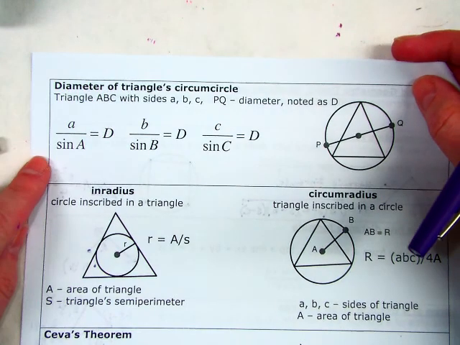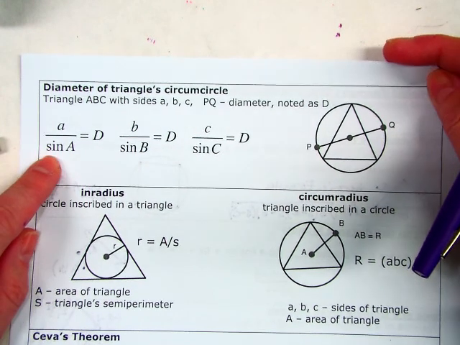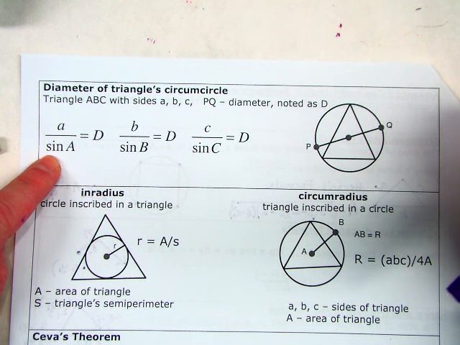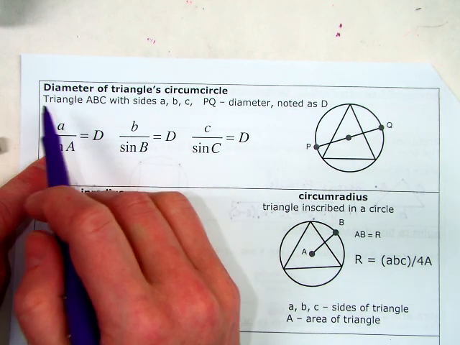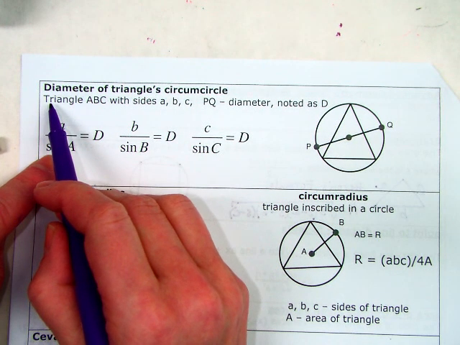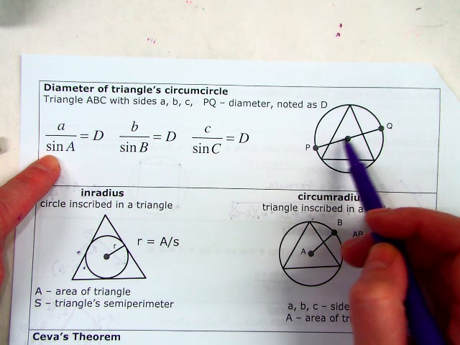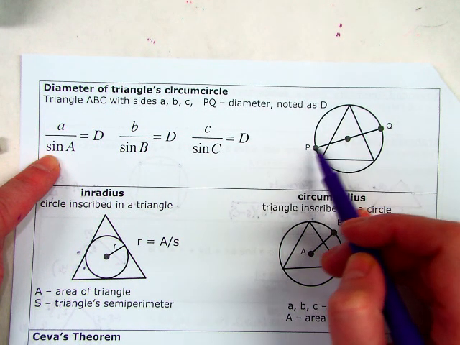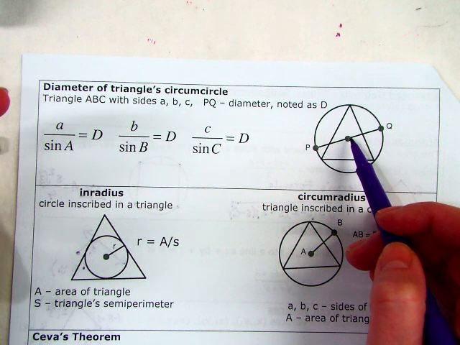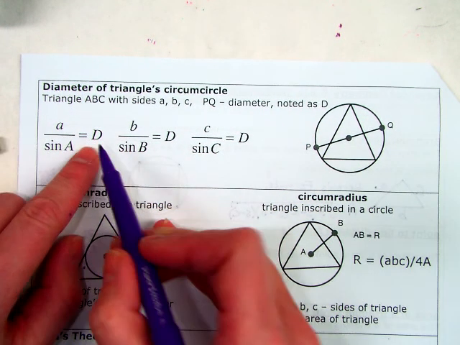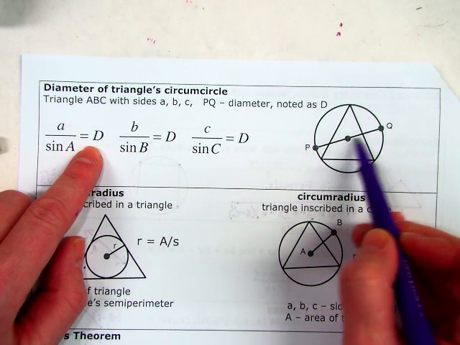Does this look familiar? Those of you in geometry. Kind of like the law of sines, but flipped. If you have a triangle and you draw a circle around it, you can actually find its diameter using kind of like the flipped law of sines. So if D represents the diameter of this circle.